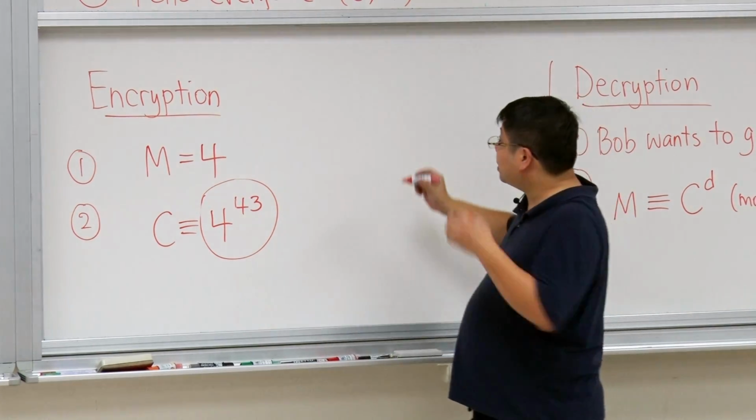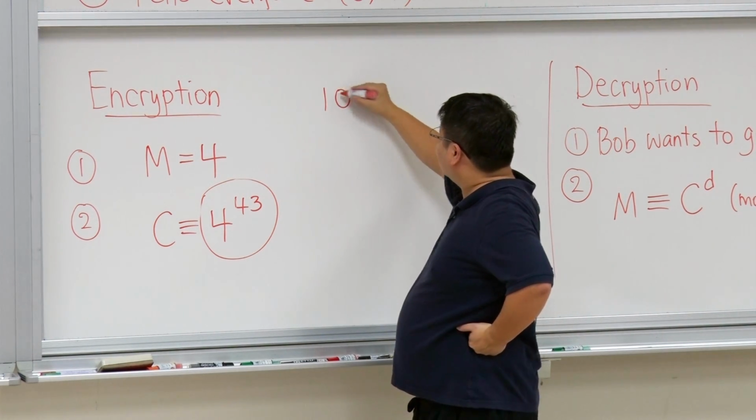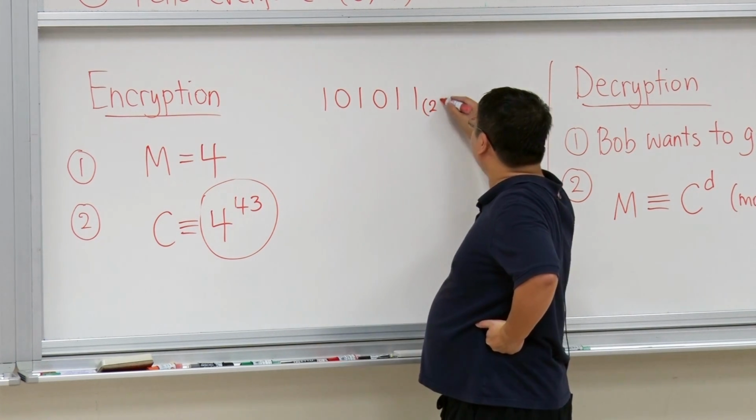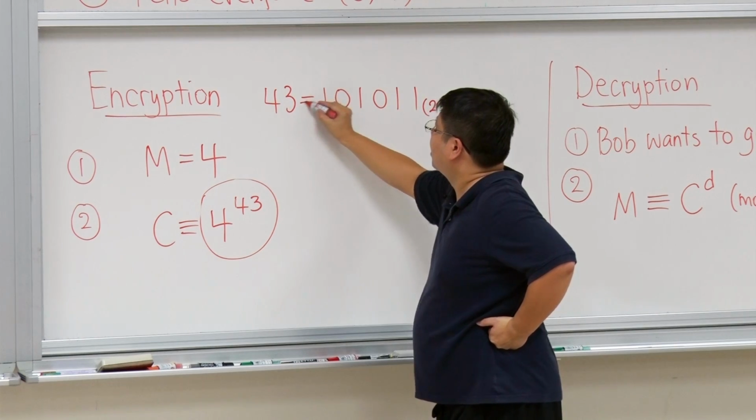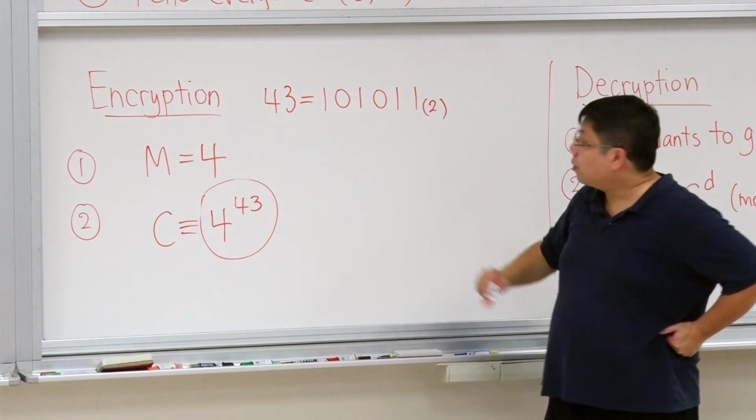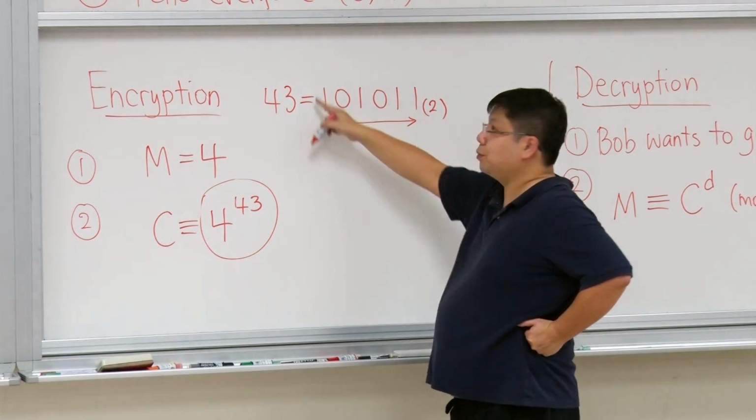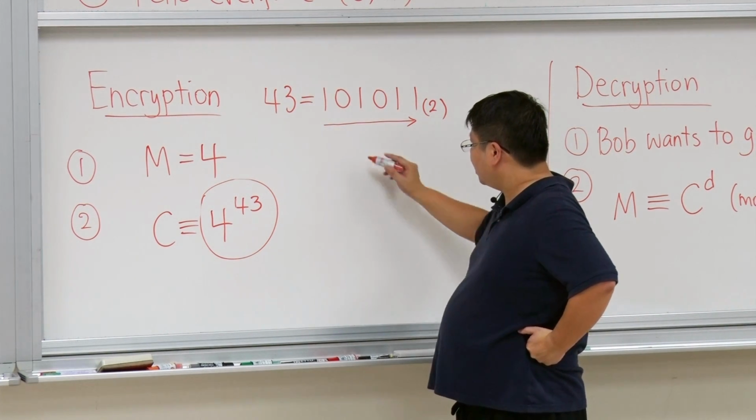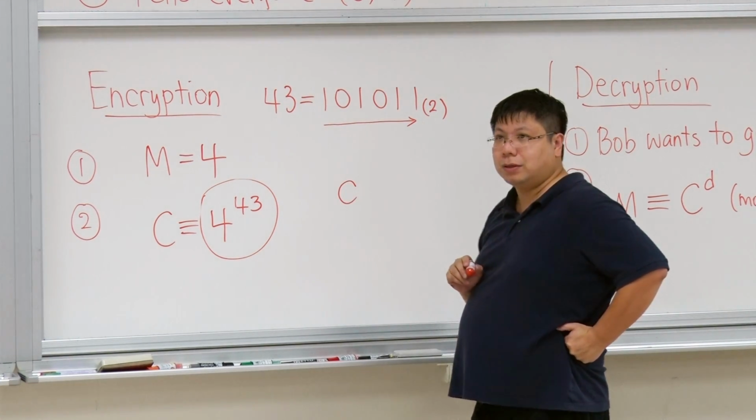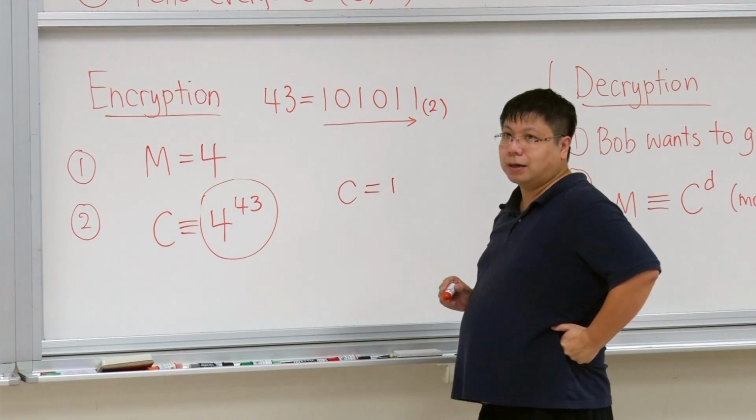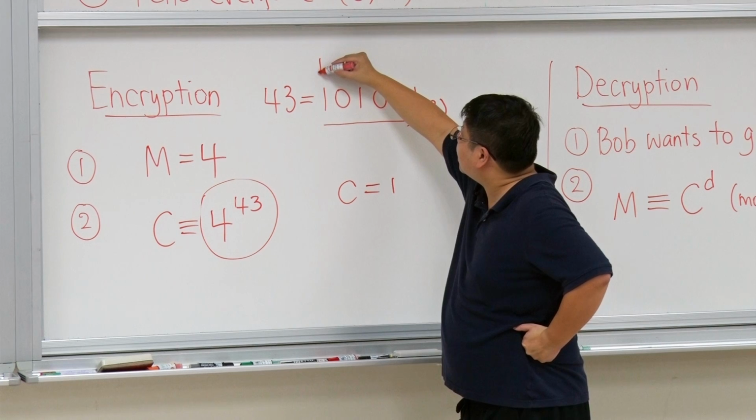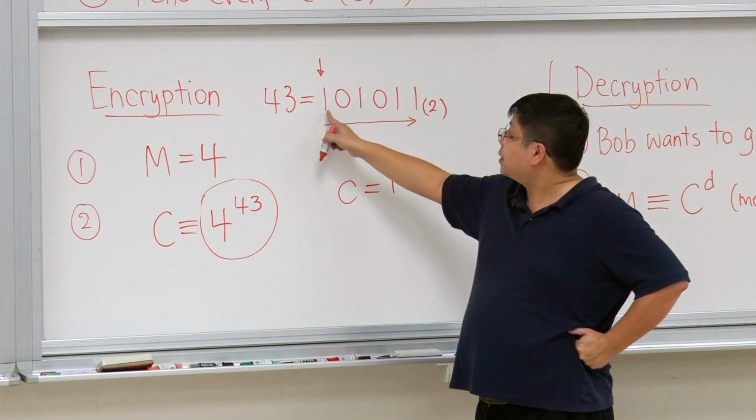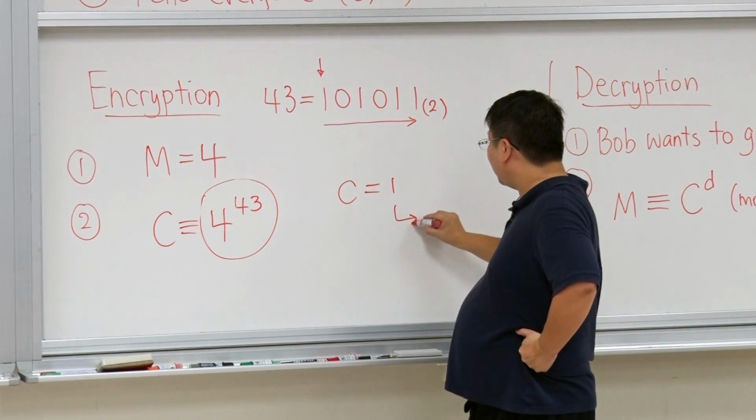Look at the binary representation of 43 again. It is 32 plus 8 plus 2 plus 1. Is that okay? So this is the binary representation of 43. Now what we are going to do is scan this from left to right. Left to right, not right to left. You start with some number, the C that we want, and let's start with 1 at the beginning. We are going to scan this one by one. When you look at this number, if it is a 1, then you multiply by 4.